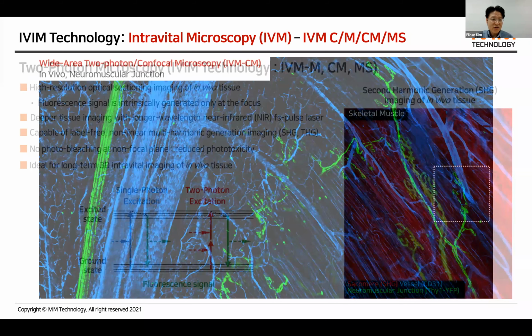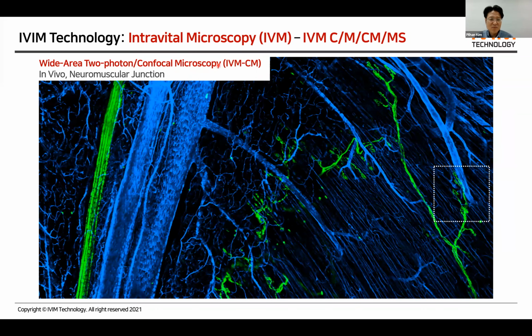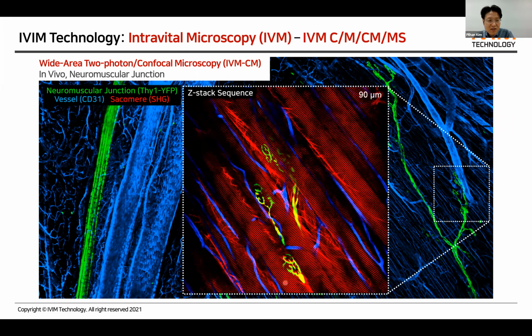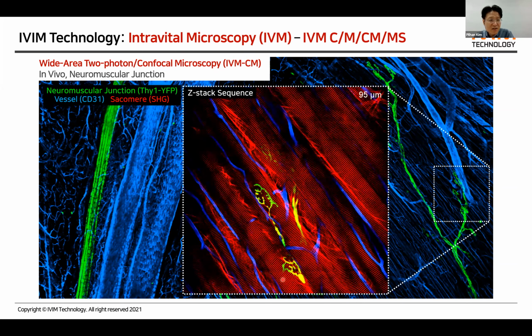This is wide area two-photon and confocal microscopy imaging obtained by using our CM model. So this is wide area mosaic imaging. And actually, this is the single field of view GSTAC sequence we obtained. So in this example, we are looking at the nerve cell, basically.